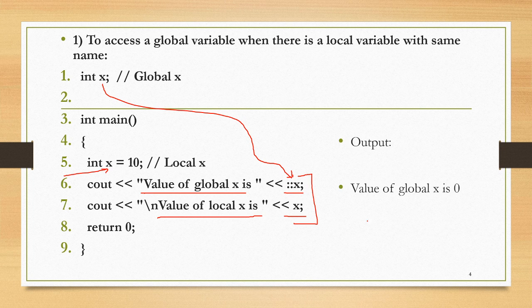What will be the output? Global value is 0 and local value is 10. The global value is by default initialized to 0, so it will give the value 0, and the local variable has the value 10, so it will display the value 10. So this is one of the uses or purposes of the scope resolution operator.